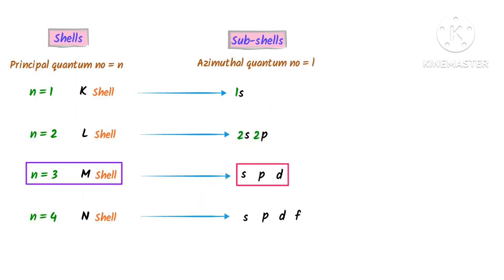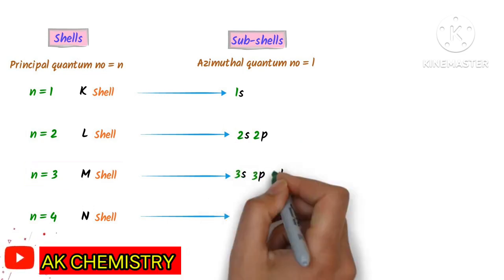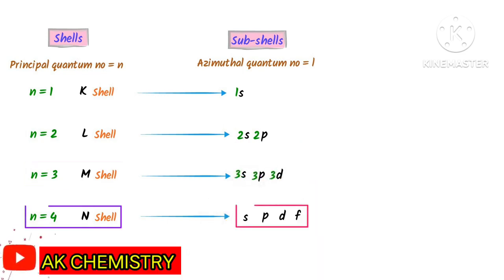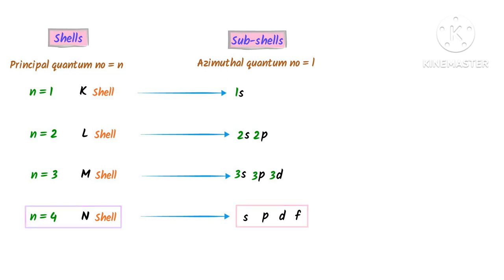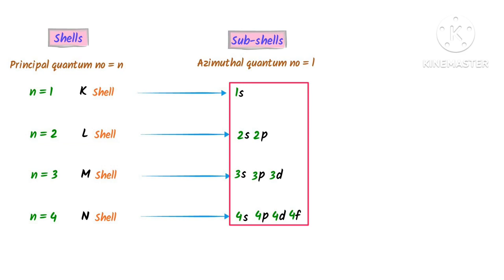These SPDF subshells belong to third shell. I write here 3, 3 and 3. These SPDF subshells belong to fourth shell. I write here 4, 4, 4 and 4. Remember that this 1s is different from 2s. This 1s means it is the subshell of first main shell. And this 2s means it is the subshell of second shell. So remember that 1, 2, 3, 4 with SPDF represent the main shells.